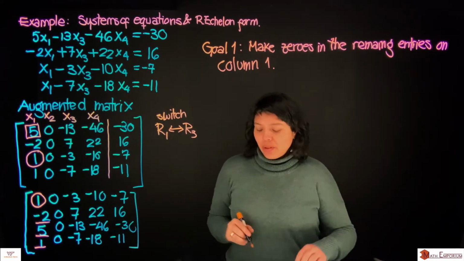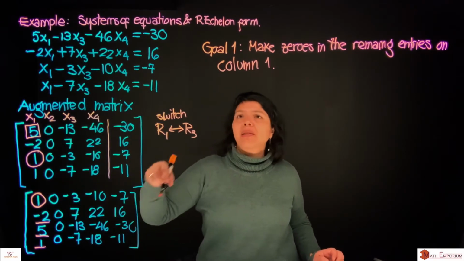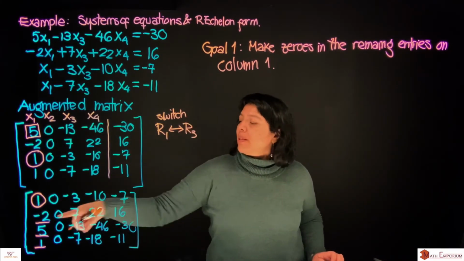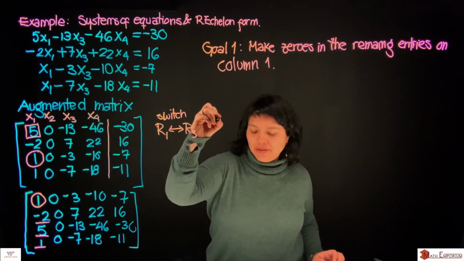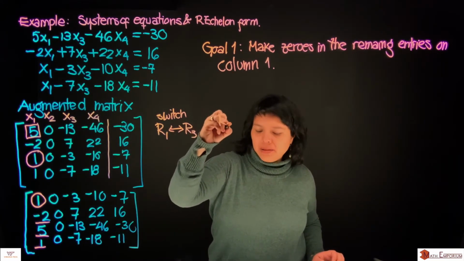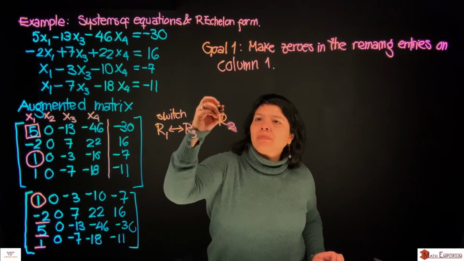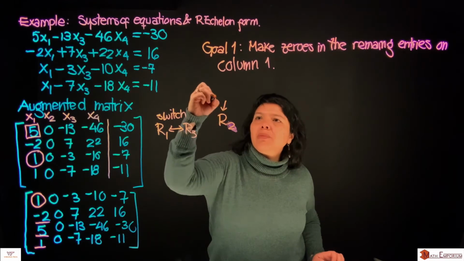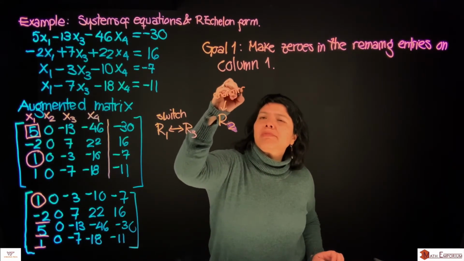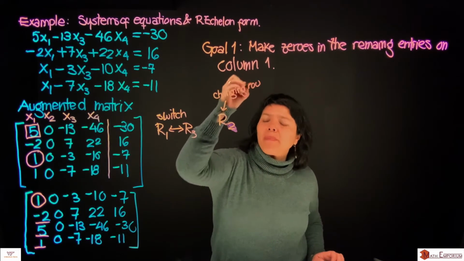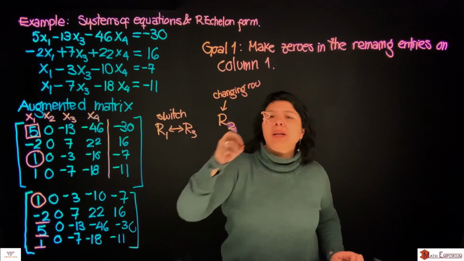So the way we're going to do this is, I have my 1 here, so nothing is changing here. But for the second row, I want the 0 here. And it always takes the form of, this is row 2, so this is the changing row. And then I'm going to use the row with a 1, which is row 1.